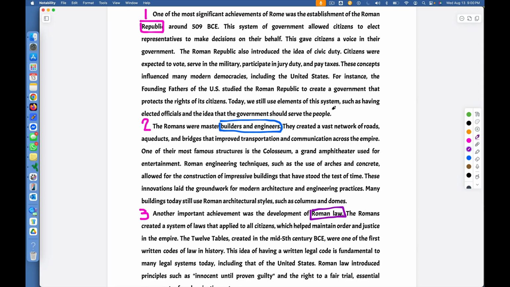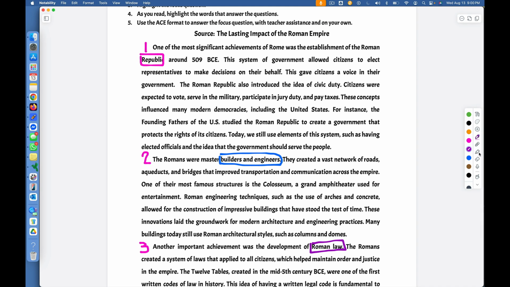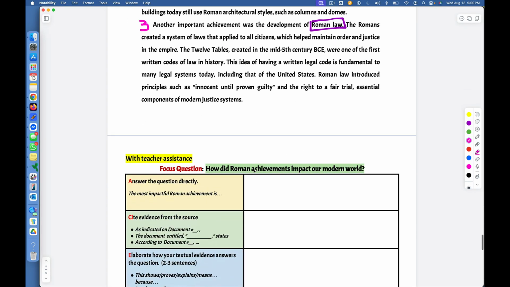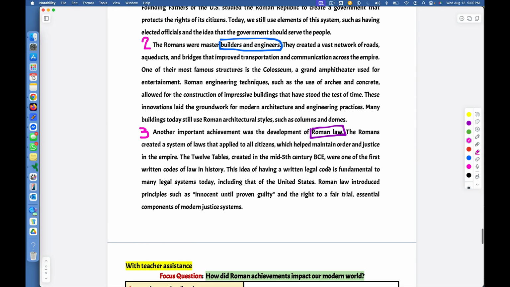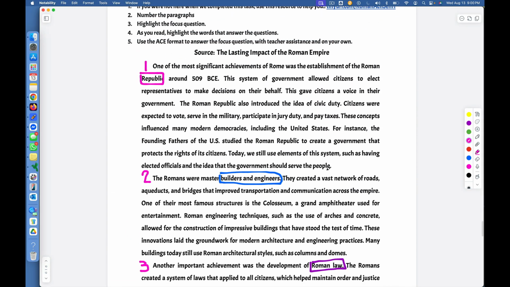Let us begin with the first topic on the Roman Republic. So when I annotate, I'm going to highlight, using the same color, facts that describe the Roman Republic. And the second part of our question here is, how did it impact our modern world? So first, some of it will be what the Roman Republic was like.